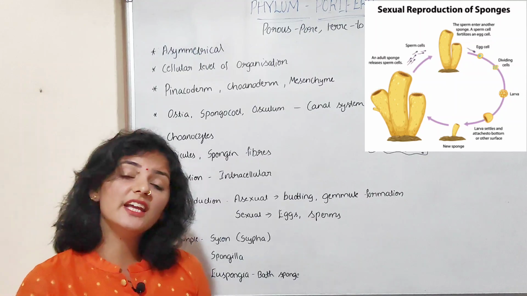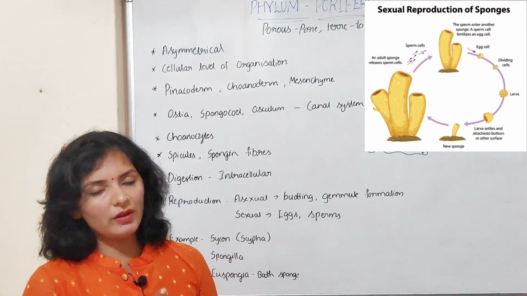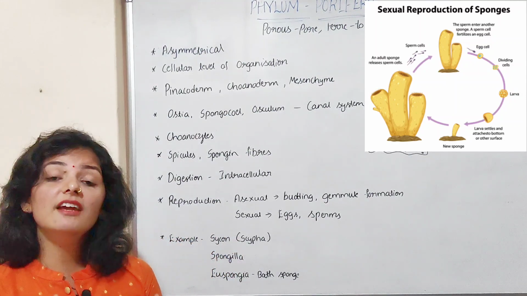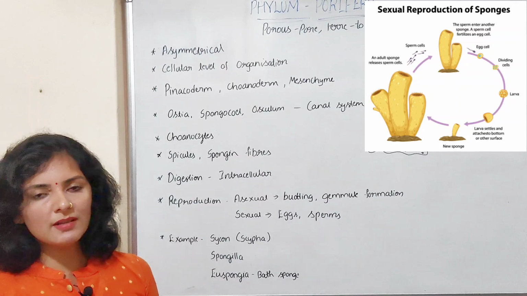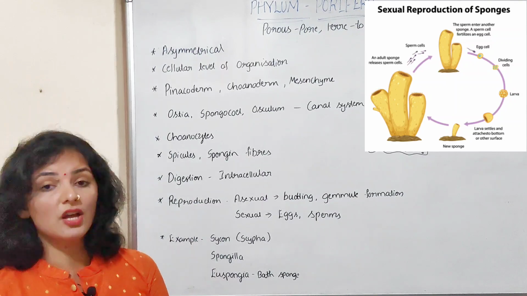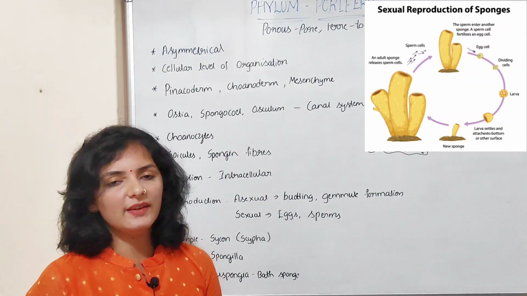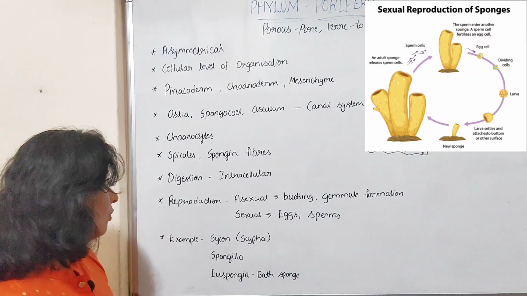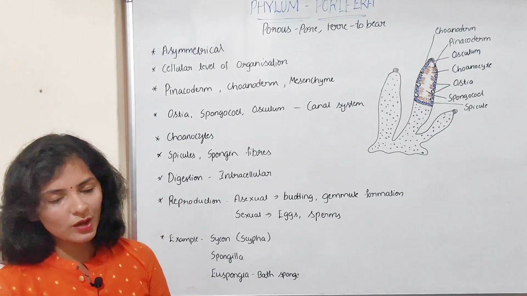Fertilization takes place inside the body. That's why fertilization is internal and development is indirect. Indirect means it consists of larval stages. So fertilization is internal and development is indirect. That's how reproduction takes place in poriferans.